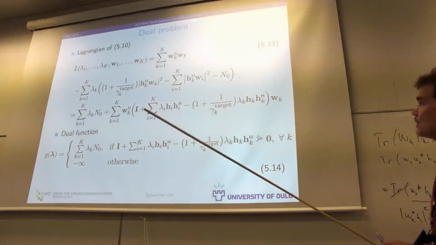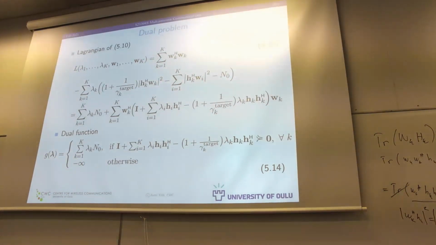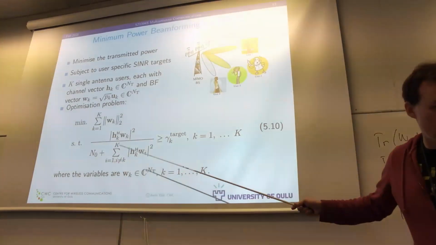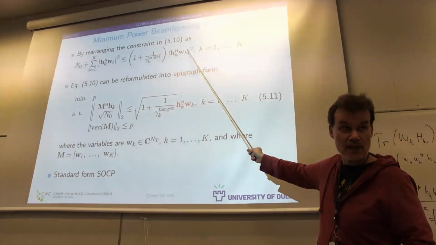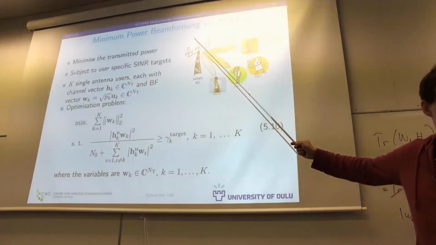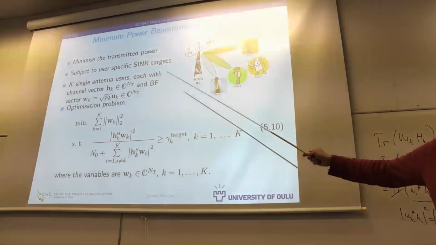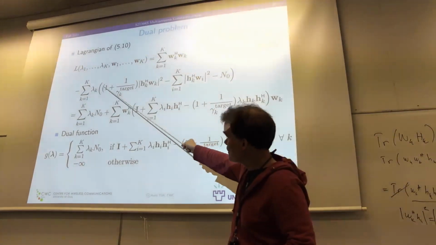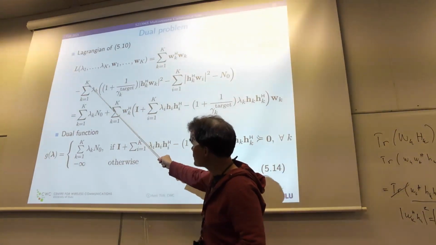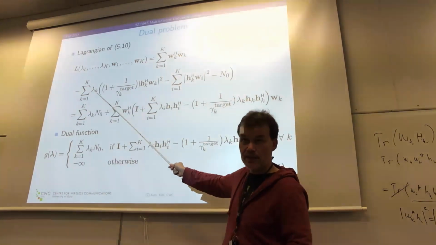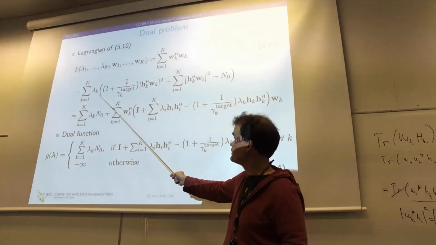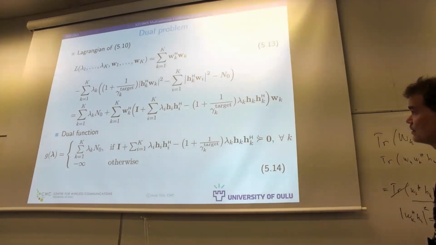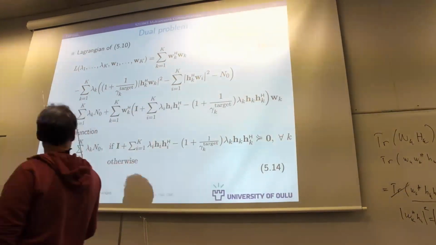Okay, so we can start writing the Lagrangian. We just take this expression, the reformulation of the SINR constraint, and the objective. So the Lagrangian is simply the objective minus the sum over all constraints, each assigned with a corresponding dual variable. And then we just start reformulating it.